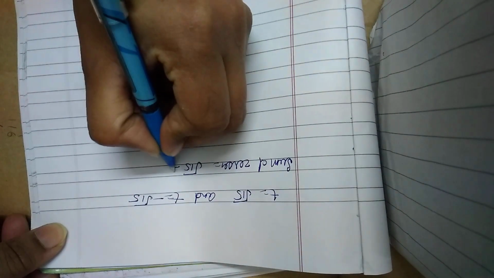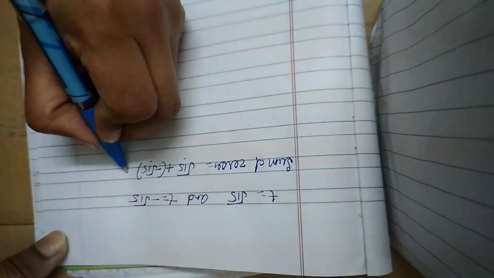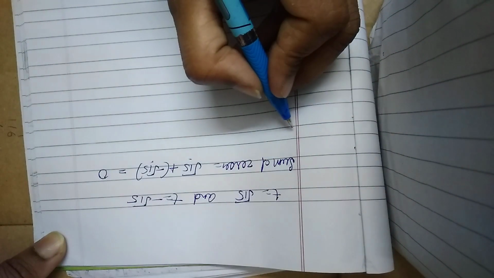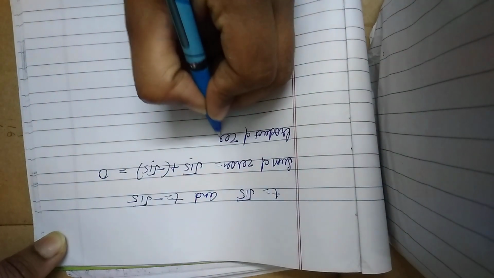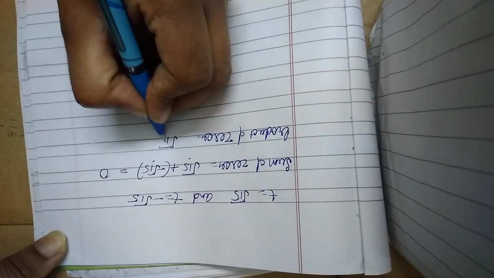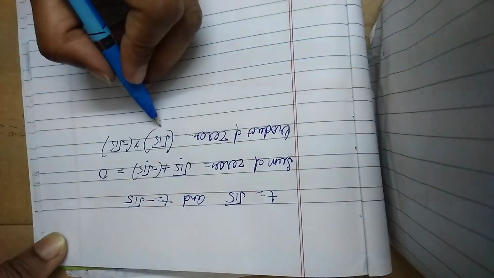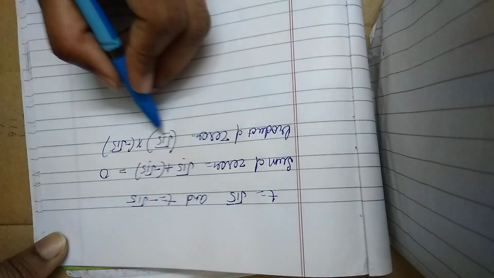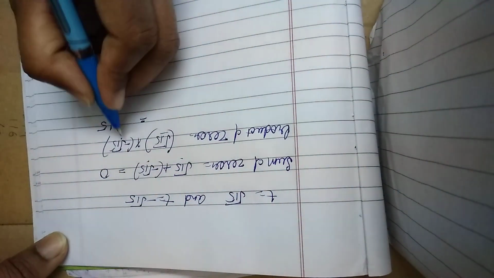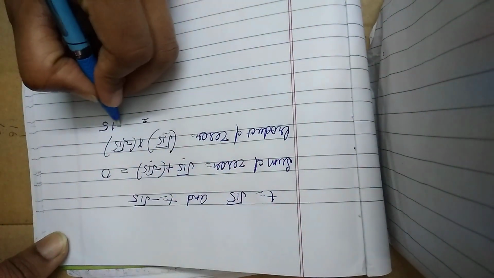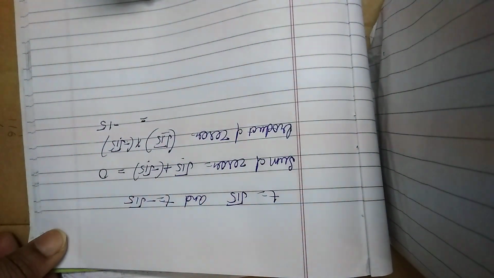Root 15 plus minus root 15, plus and minus cancel, it becomes 0. Sum of zeros is 0. Now product of zeros: root 15 multiplied by minus root 15. We know that root 15 multiplied by root 15 remains only 15, and plus times minus becomes minus. Product of zeros is minus 15 and sum of zeros is 0.